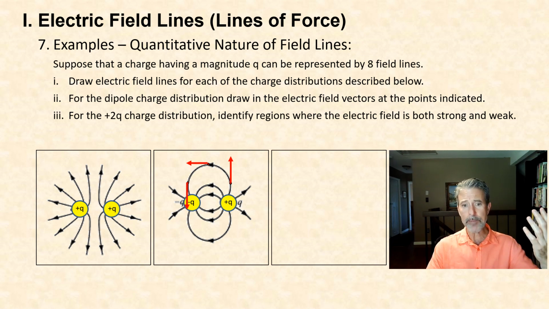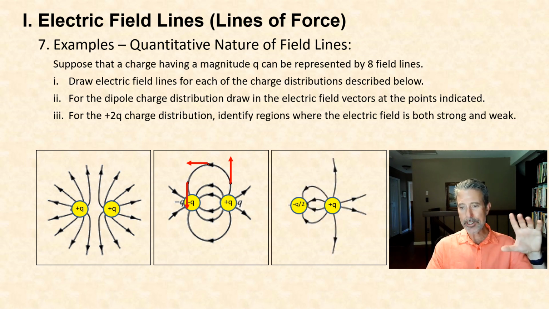In our last example, we'll consider having 2 charges that are opposite, but not equal, separated by a small distance. So here the charge +q, as we've said many times, should be represented by 8 field lines leaving it. The charge -q/2, which has only half the magnitude, should have half as many field lines, in this case entering it because it's negative. So we should have 4 field lines entering it. Notice that this charge configuration here fits the bill.